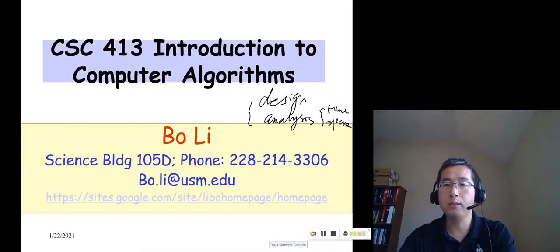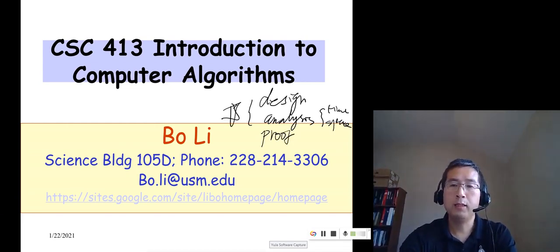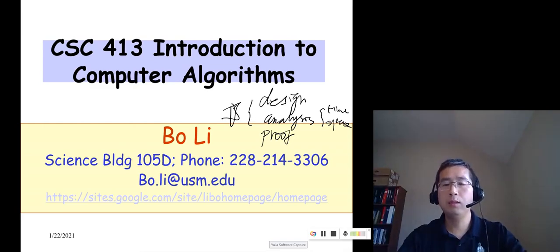The third one is that you have to make sure your algorithm is correct. That means we have to prove the algorithm is correct. So this is the proof. In fact, we will center our course around these three aspects: design, analysis, and proof. Of course, we will have more expectations on the first two, design and analysis.